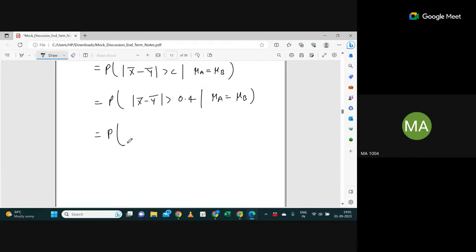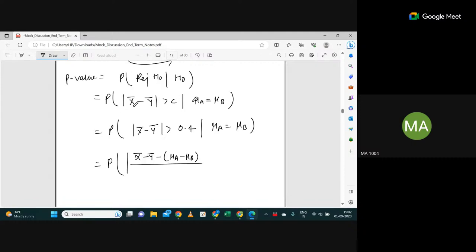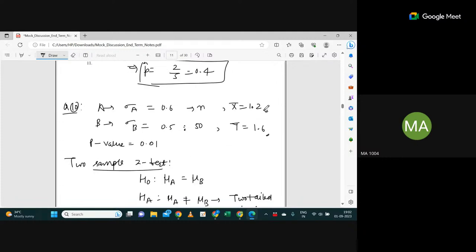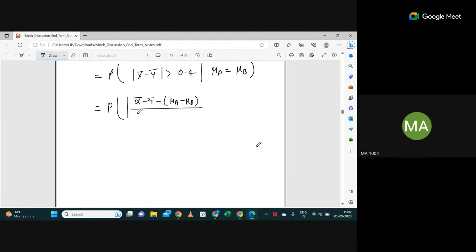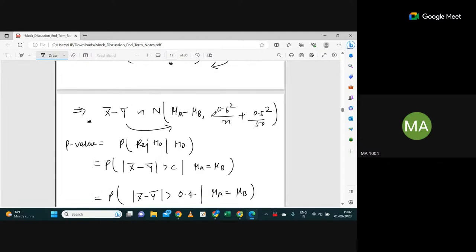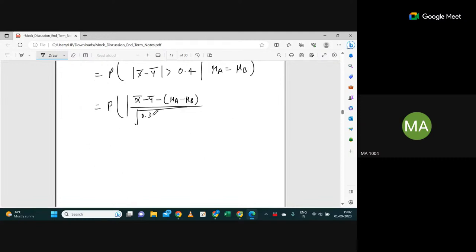The next step is to convert into a standard normal variable. C is the critical value, based on this sample. So it will be mod of x bar minus y bar, divided by the square root of the variance: 0.36 divided by n plus 0.25 divided by 50.